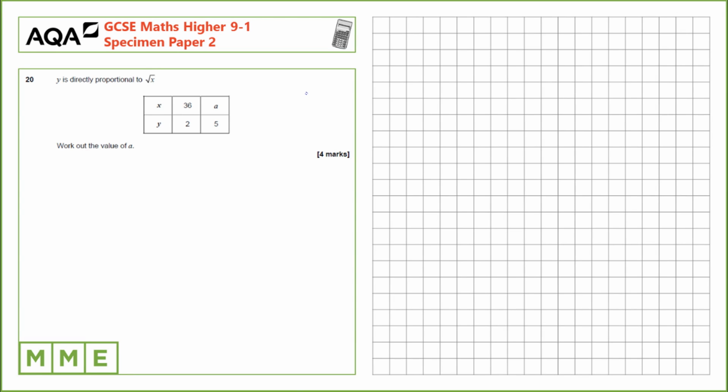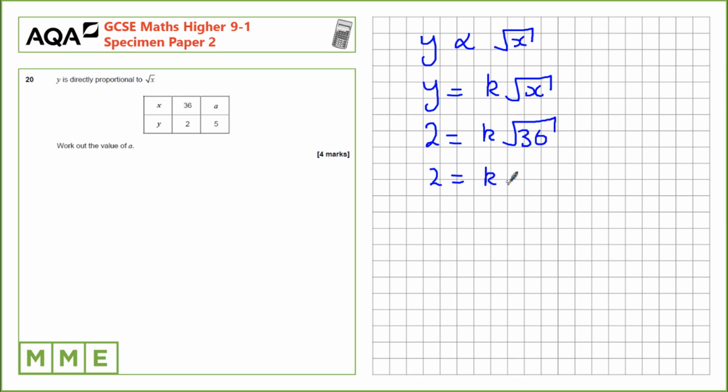Question 20. y is directly proportional to the square root of x. Work out the value of a for 4 marks. The first thing we can write is y is directly proportional to the square root of x, and if we introduce a constant, we would say y is k times the square root of x. In this case, we have a value of x and a value of y, so we can use that to calculate the value of k. Let's substitute in these two values. So 2 equals k times the square root of 36. 2 equals k times 6. So k is 2 divided by 6, or 1/3.